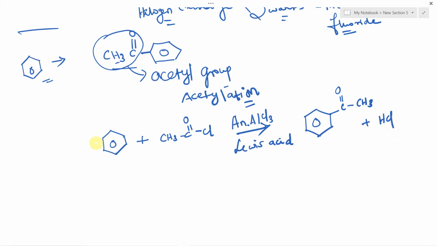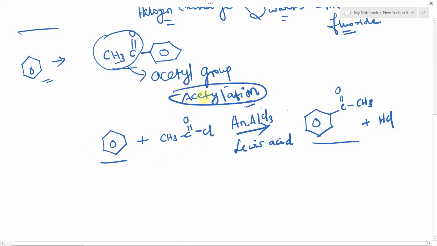So what happened here? This is benzene, this is acetophenone. So what we had made? We had made acetylation. So this process is called acetylation. Let's go for the next thing.